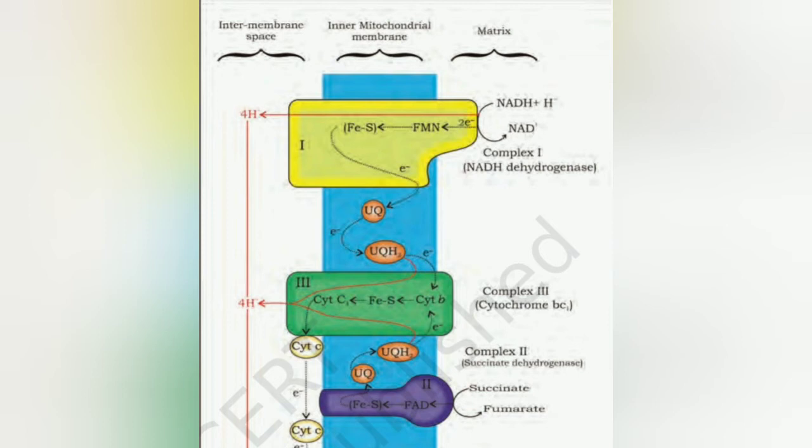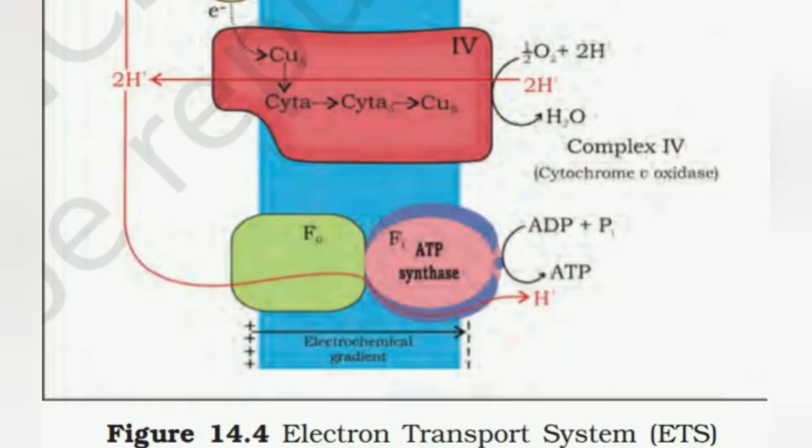Same here in complex 2, the purple key-like structure. There, FADH2 releases the electrons and again reduces ubiquinone to ubiquinol. After that, the electrons move to complex 3, then to complex 4 via cytochrome C. Complex 4 is made up of cytochrome a and a3 along with two copper centers, after which the electrons are passed on to complex 5, which is made up of ATP synthase.